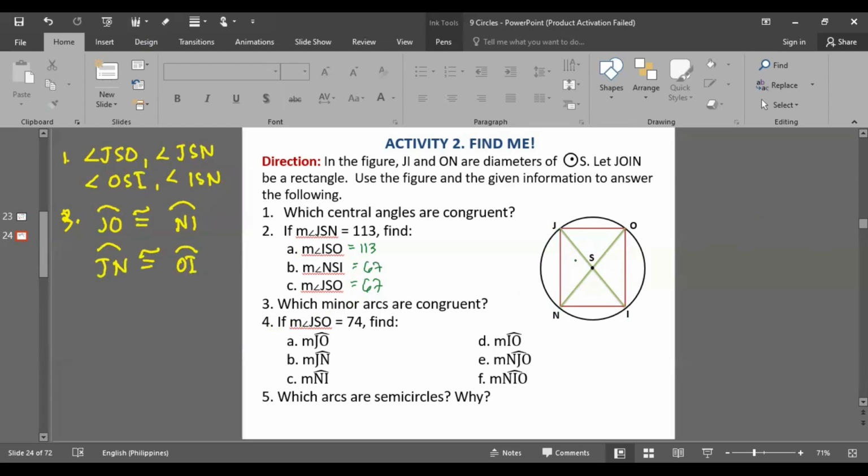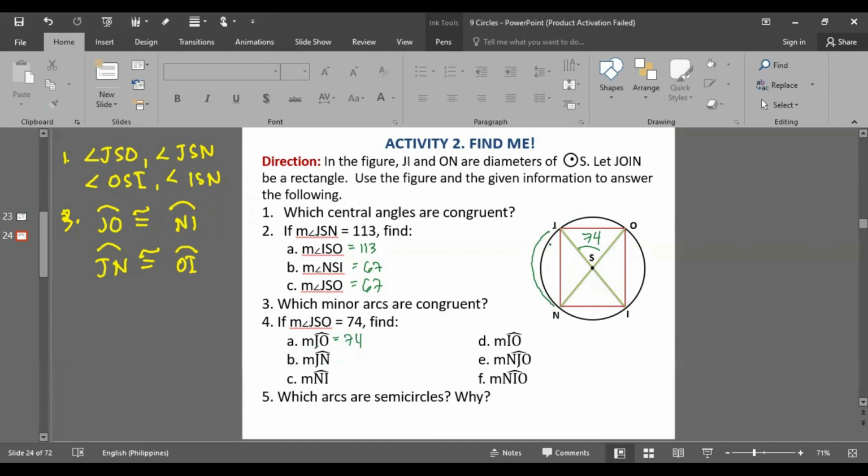Okay, let's have number 4. If the measurement of angle JSO is equal to 74, find arc JO. Arc JO is equal to angle JSO, so it's 74 also. Letter B, measurement of arc JN. So what's the measurement of arc JN?